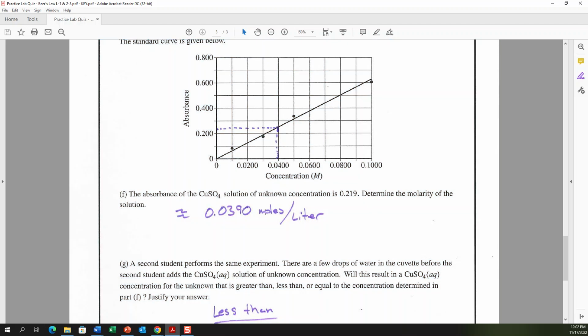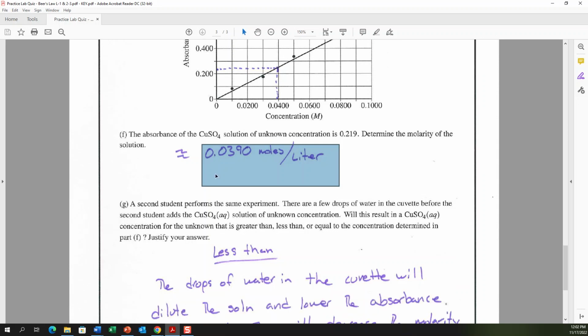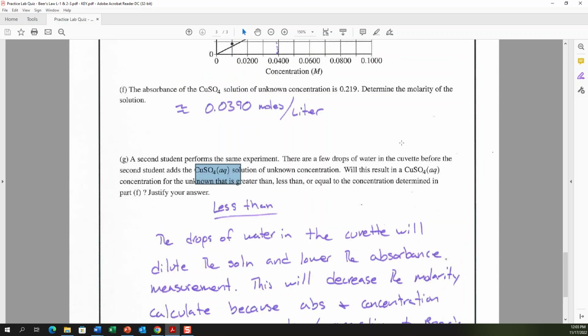So based on this absorbance, I approximated the molarity to be 0.039. Okay. But again, you could use Beer's law if you want to. And then the very last question here is a student performs the same experiment. There are a few drops of water in the cuvette before the student puts their copper solution with unknown concentration in. And we want to know, will this result in the copper concentration of the unknown to be greater than, less than, or equal to the concentration we determined here? Okay? So what are those few drops in the cuvette going to do?